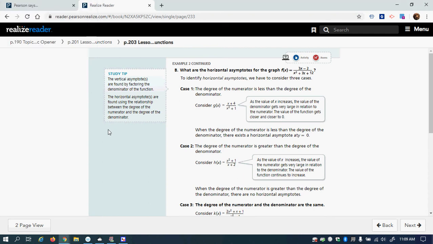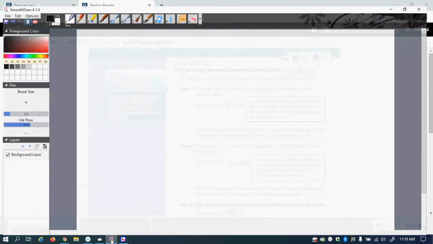So this video is about how you go about finding horizontal asymptotes, and that's a little bit trickier than the first one. Here on page 203, it talks about it. It says: what are the horizontal asymptotes of this particular equation? There are three cases that we should look at first. So let's look at each case individually.